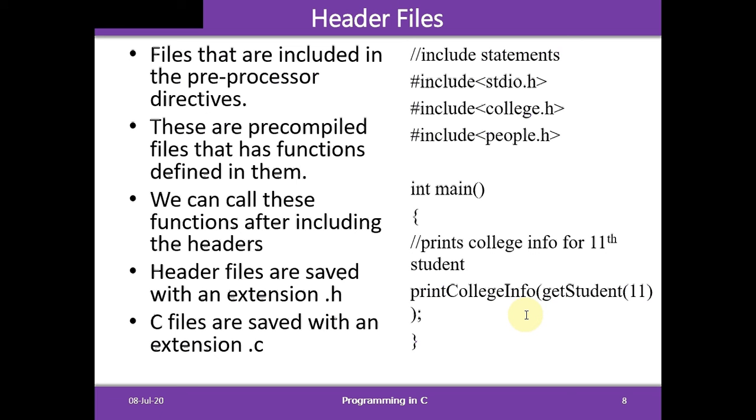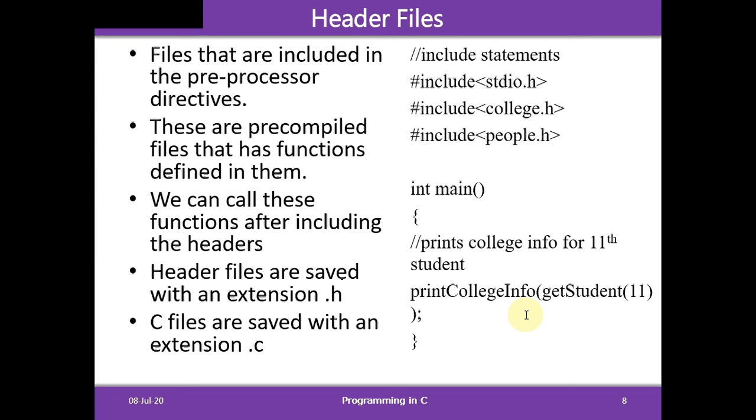We can call these functions after including the header files. We can include any header file, and after that we can call a function that is defined in the header file in our program. Header files are saved with an extension .h. Remember that C programs are always saved with an extension .c. You can easily create any C program using Notepad and save it with the extension .c, and in a similar fashion, you can save header files as .h.